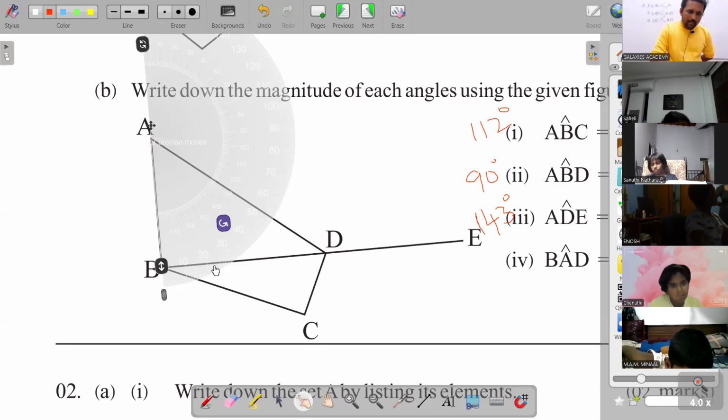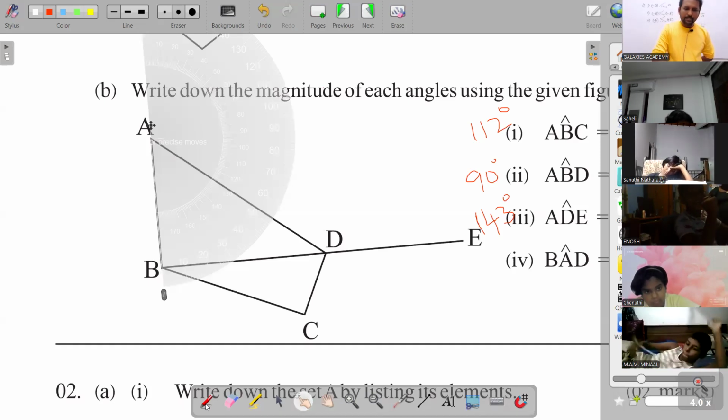Right. So what is the answer? It is equal to 53 degrees, right? 53, like that value.